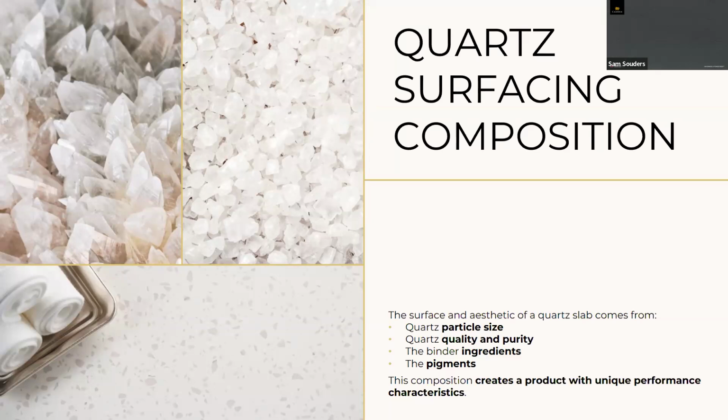Some manufacturers have more stringent requirements to use only raw materials of the highest quality and purity, which results in a final product that is consistent from both a quality and an aesthetic perspective. Quartz surfacing also contains binder and pigments. The binder melds with the particles of quartz to create a non-porous slab. The pigments are used to create a wide range of color and patterns.